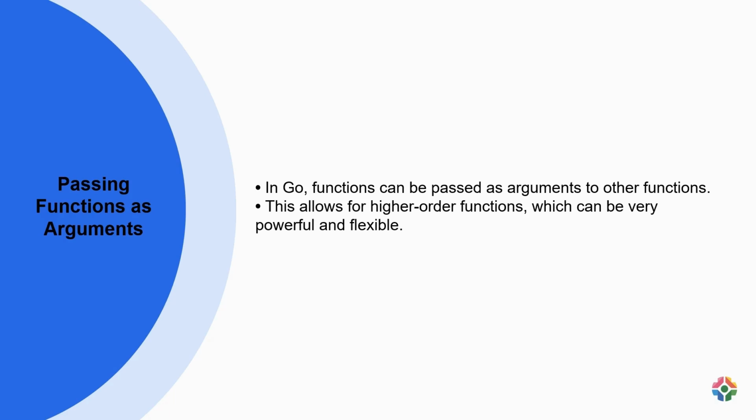For example, a sort function can take a custom comparison function as an argument, giving the user the ability to define their own sorting criteria. Another scenario where this is useful is callback functions, where a function is passed as an argument to be executed at a specific point in another function's execution. This capability greatly expands the range of problem-solving techniques that can be employed in Go programming.